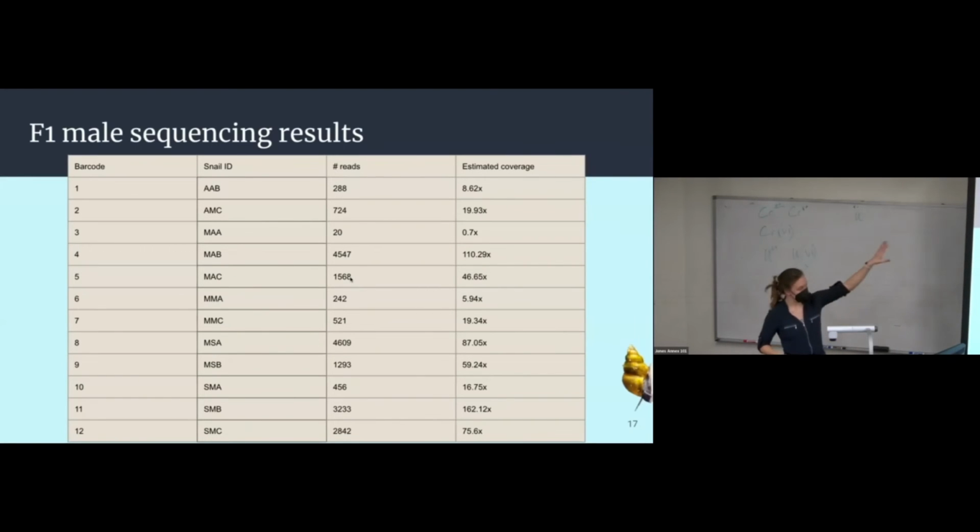So we've already sequenced the males. These are our sequencing results. We have a ton of reads here, some more than others, but we have plenty to deduce whether there's heteroplasmy. Because this coverage is crazy: on the low end we had like 0.7 times, but on the high end, we had hundreds of covered reads. So that's hundreds of reads of the mitochondria.